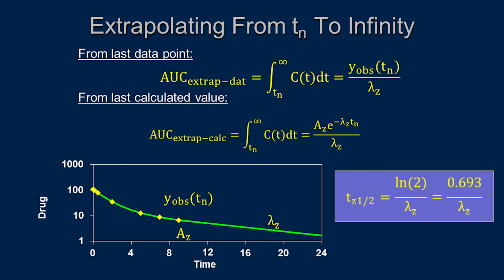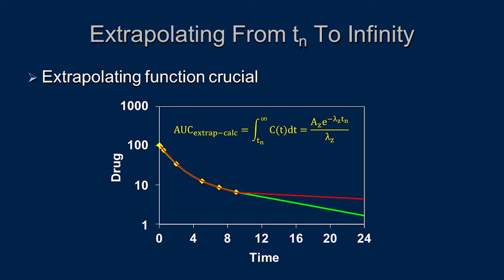And so, like in this case, from the last data point, I can essentially extrapolate with a single exponential. Here is that portion of the curve that starts at the last yellow diamond, and that's basically all things that I haven't measured, but I can extrapolate, and that can give rise to an estimate of half-life, which is essentially the terminal half-life of the particular curve. Now, this extrapolating function is crucial.